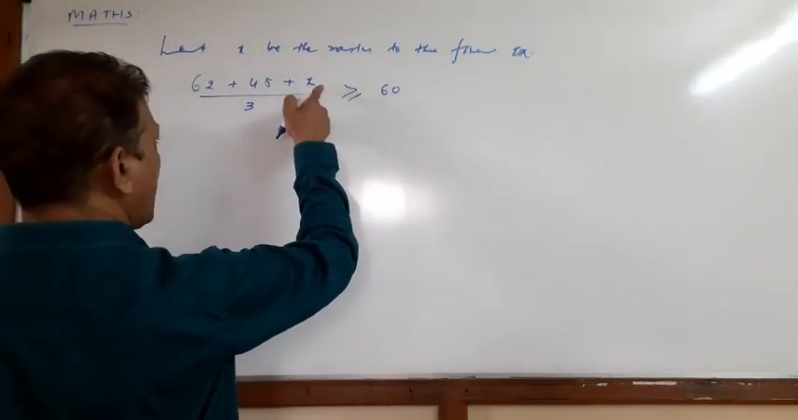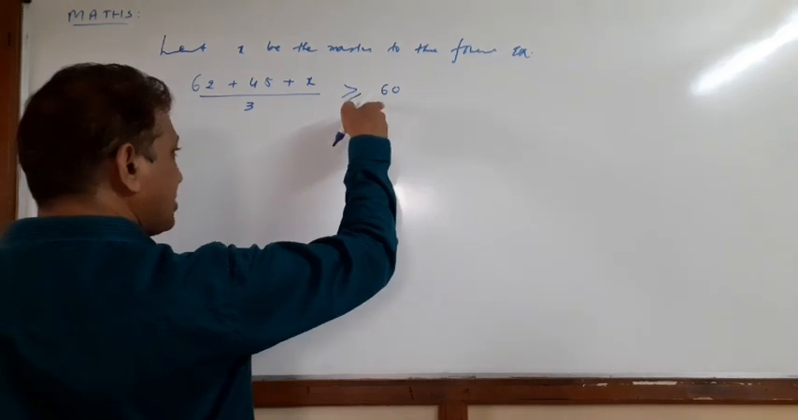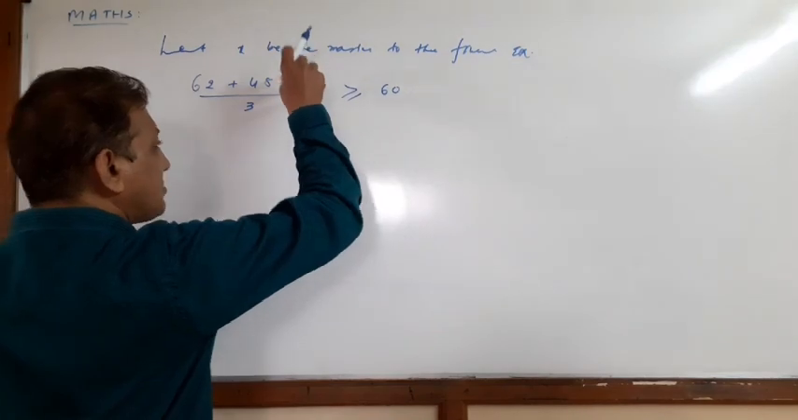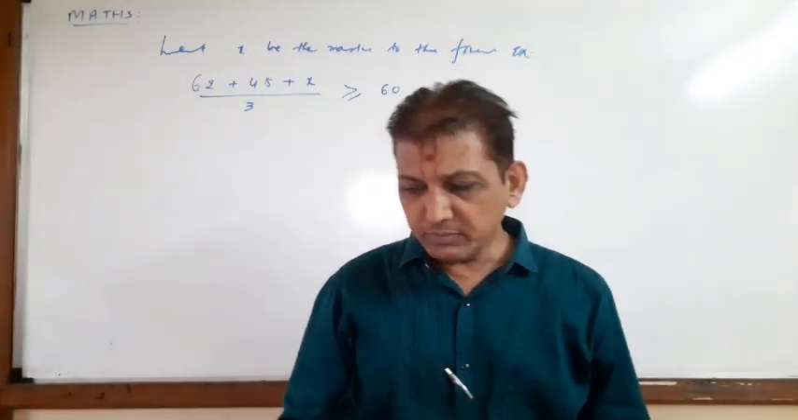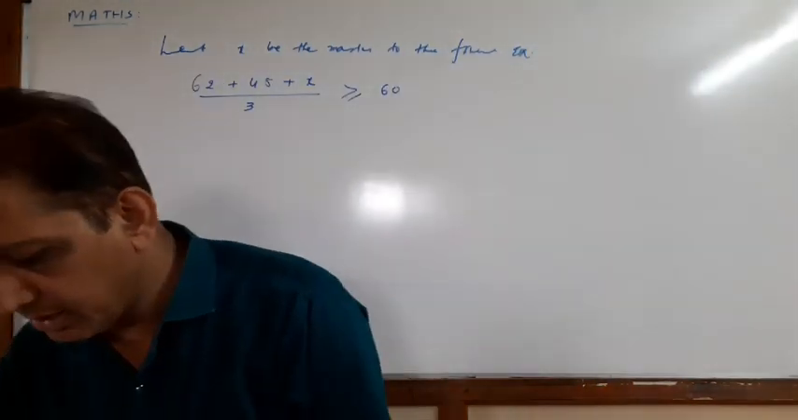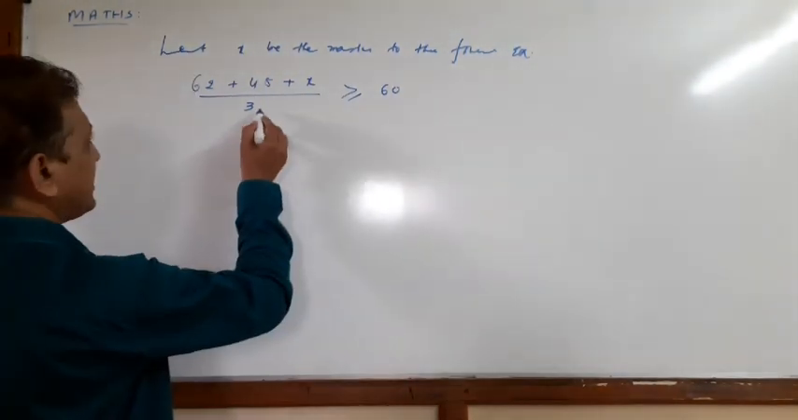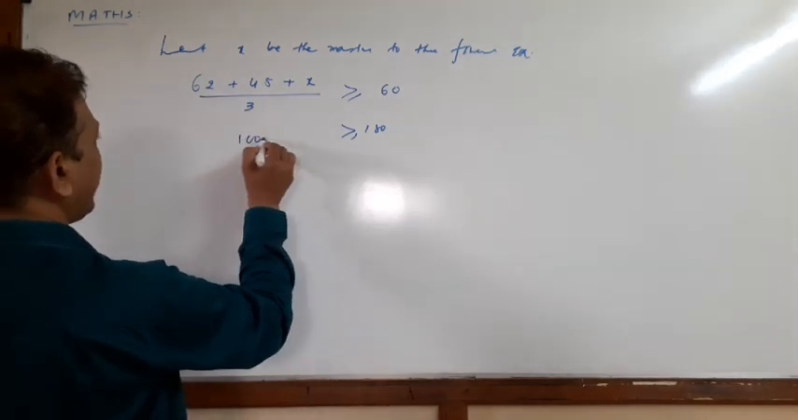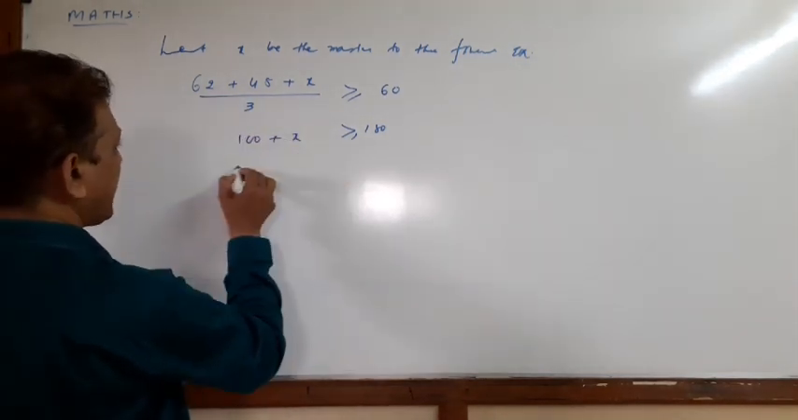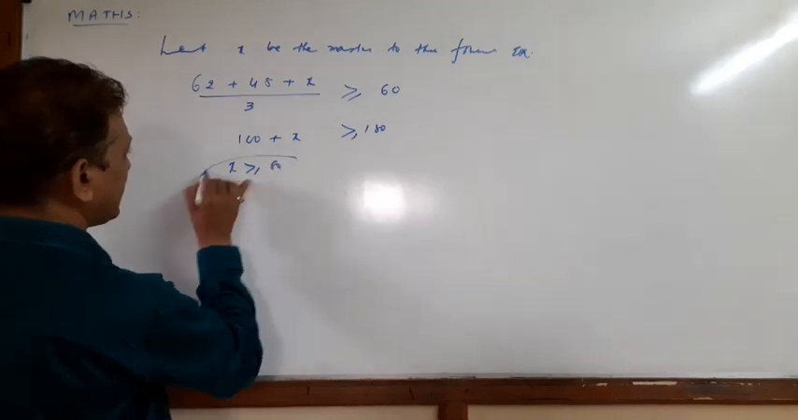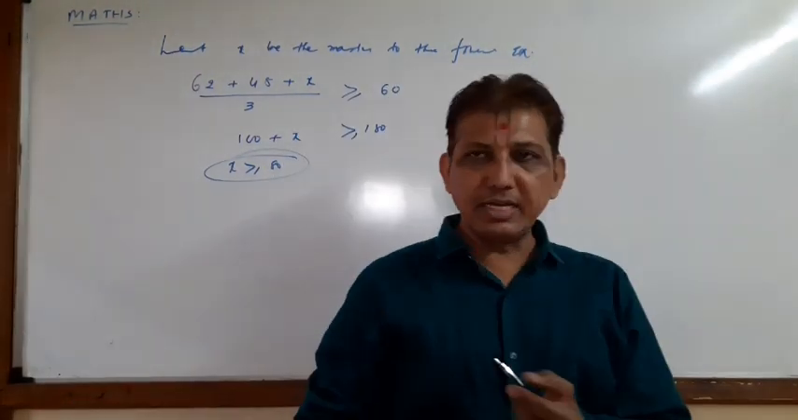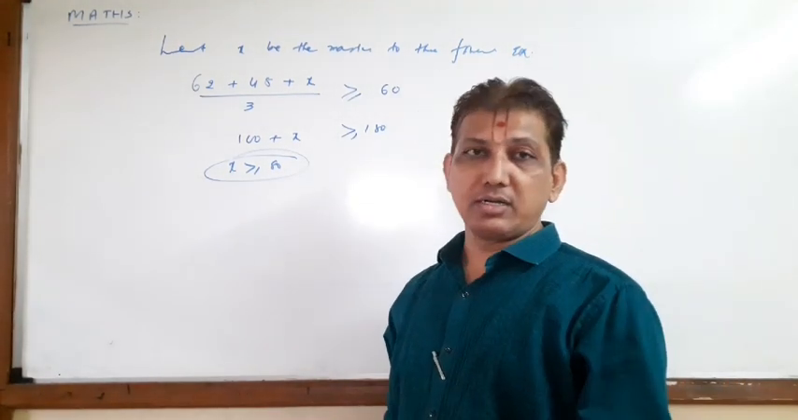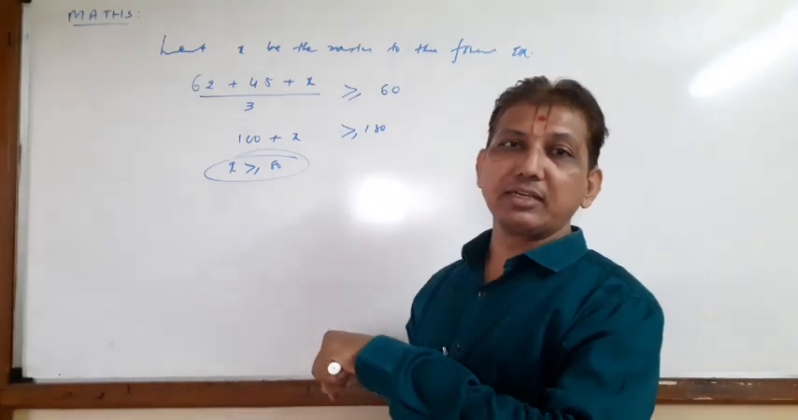So the average marks, the minimum final average result is 60%. So how many marks are possible here? Now simplify the equation. 3 is a multiplication, 180. 62 plus 48 is 110, plus x. 110 is a minus, so x is greater than or equal to 70. Is it clear?